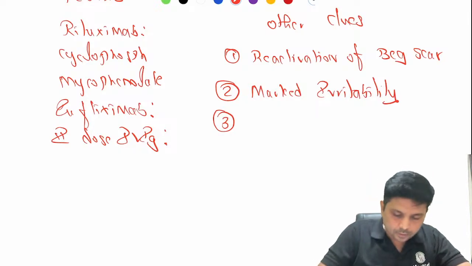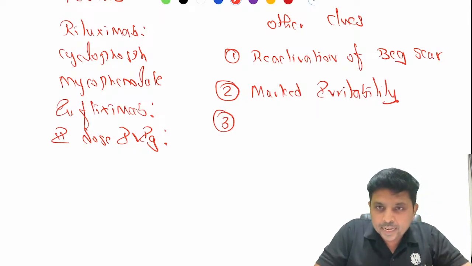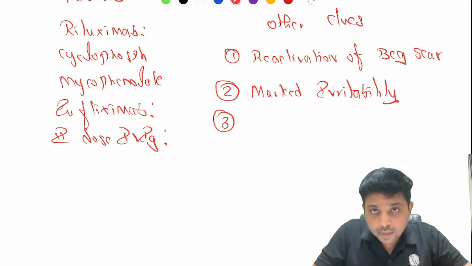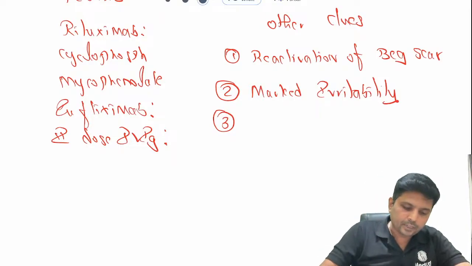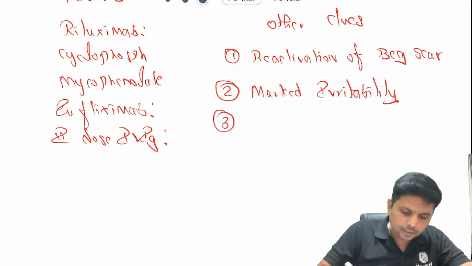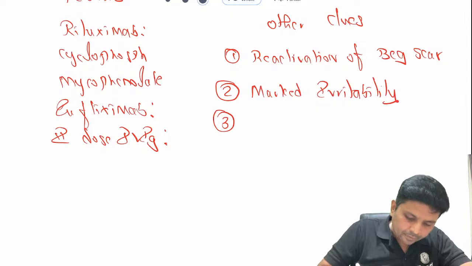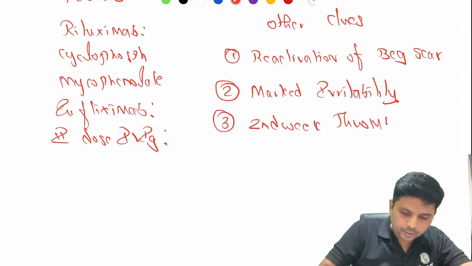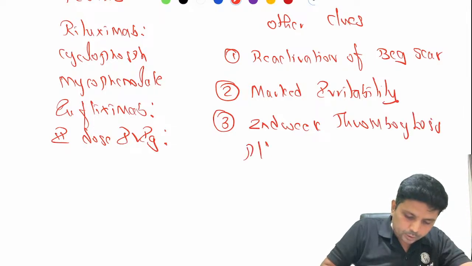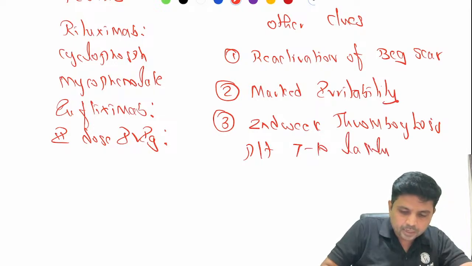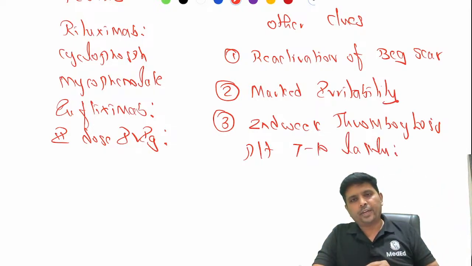The first one is reactivation of BCG. The second one is marked irritability. Third one is, in the second week, you can have thrombocytosis. Your platelet count will be touching around 7 to 10 lakh. So these are all the indirect clues to diagnose Kawasaki.